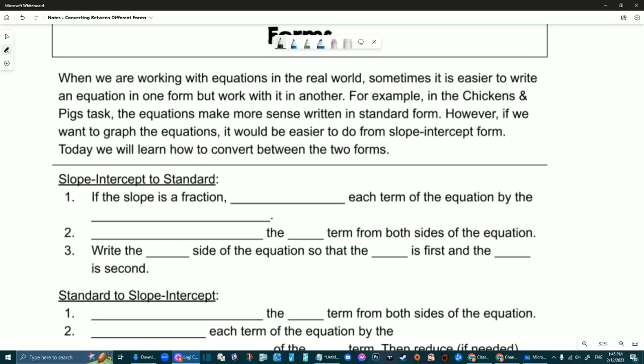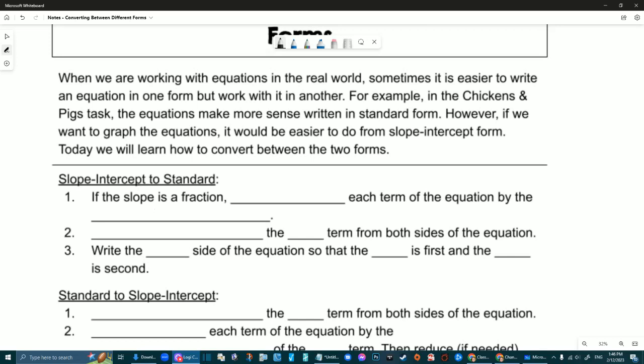Specifically, how to get back and forth between slope-intercept and standard form. The reason we're talking about it is because sometimes when we're working with linear equations in the real world, working from word problems, something like your chickens and pigs task, it makes more sense to write the equations in standard form, right? Chicken heads plus pig heads equals total heads. That's a standard form equation. Chicken legs plus pig legs equals total legs. That's a standard form equation.